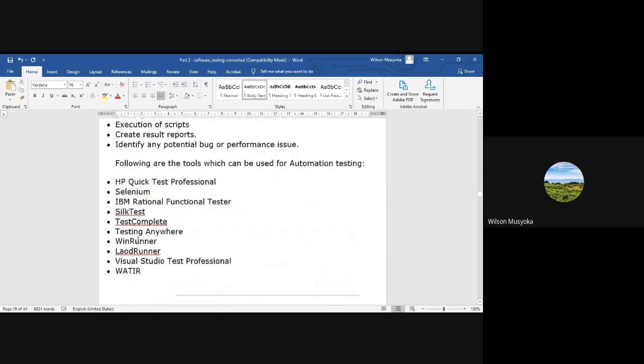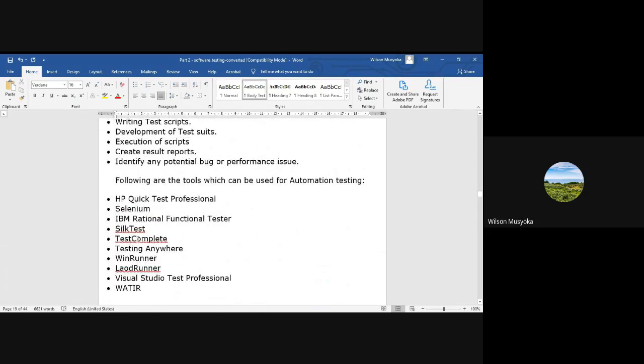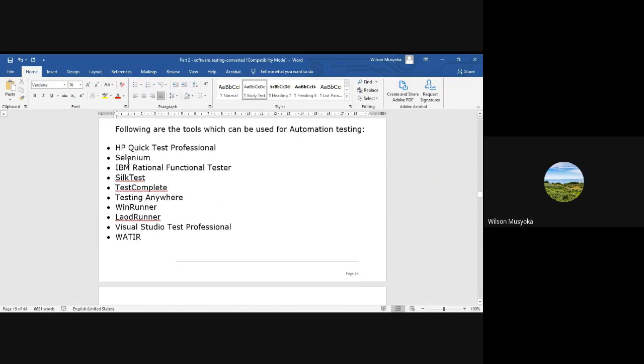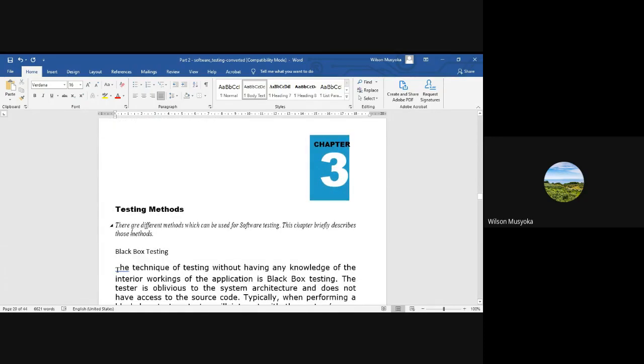So that is how you can carry out the automated. So we have two types of testing. One is the manual testing, the other one is automated testing. Now, these are examples of the tools that you can use for automation testing. You can look at them in your free time.